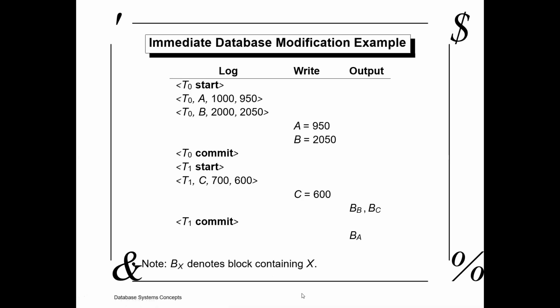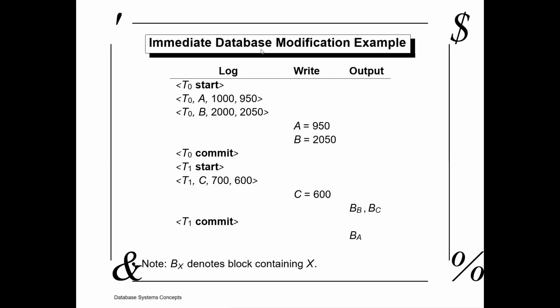So if you observe the log file here, T0 start is there, T0, A, comma, some value, comma, some value. From this log file, we are retrieving the values. The recovery manager will be taking the values from the log file whenever the failure occurs.